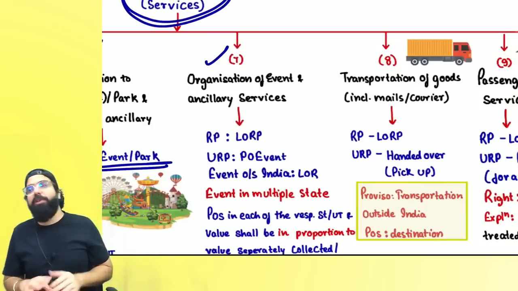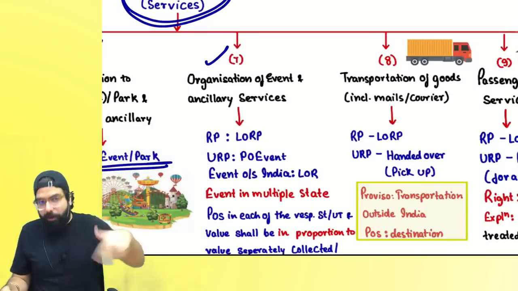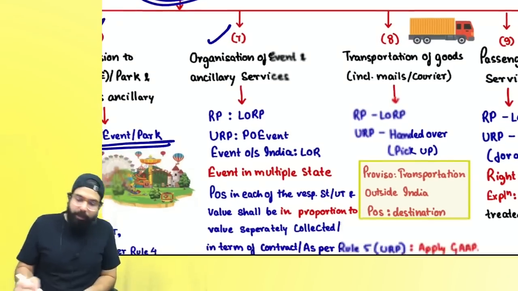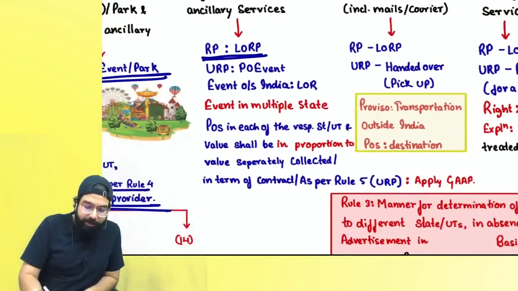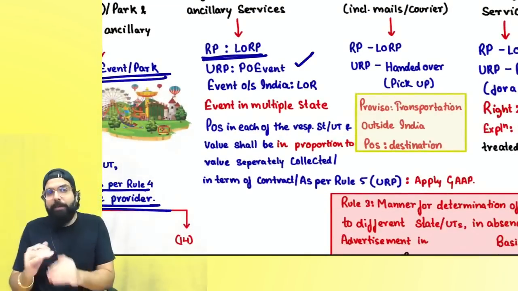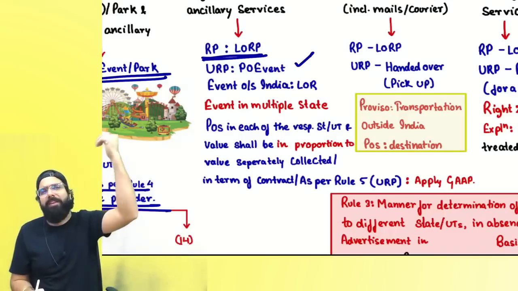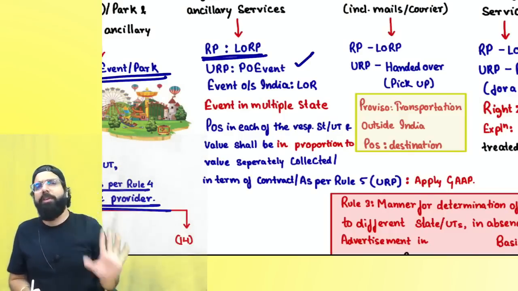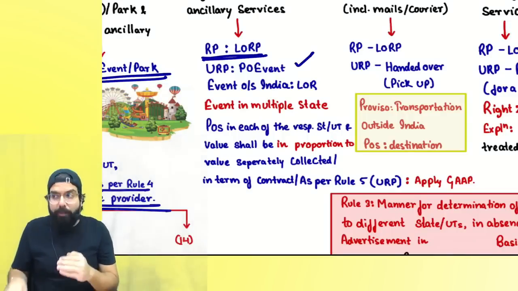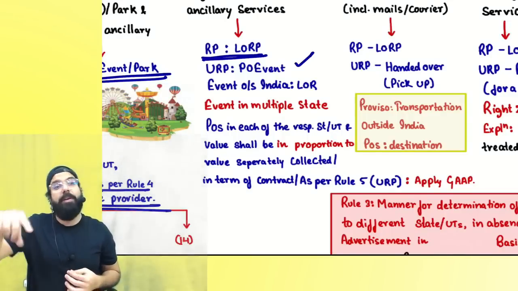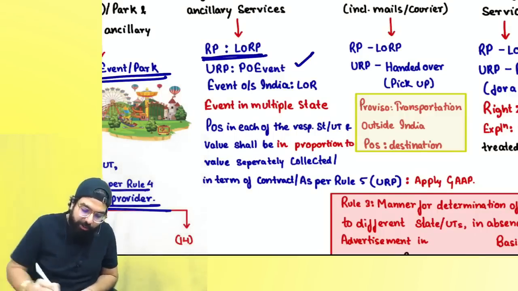Section number 12.7 talks about organizing of an event and any ancillary services with respect to that organizing of the event. If it is provided to a registered person, it is the location of the registered person. If it is provided to an unregistered person, it is the place of the event. If any service is provided to a registered person, whether in India, for organizing of an event outside India, always the location of the registered person. Provided to an unregistered person, then it is the place of the event. If you have provided the service to an unregistered person and the event is outside India, then also it is always the location of the recipient.